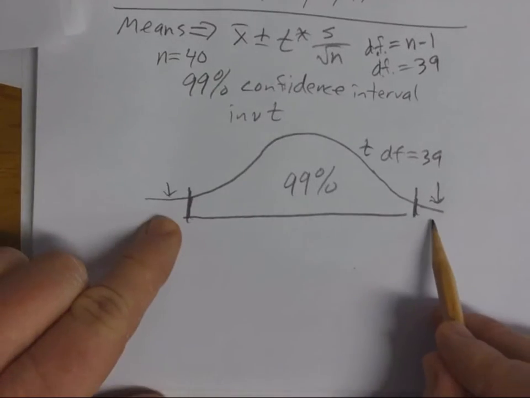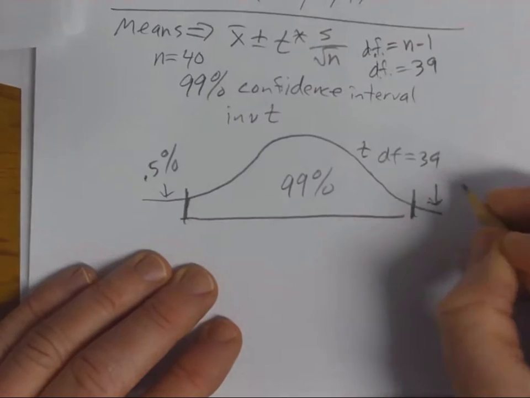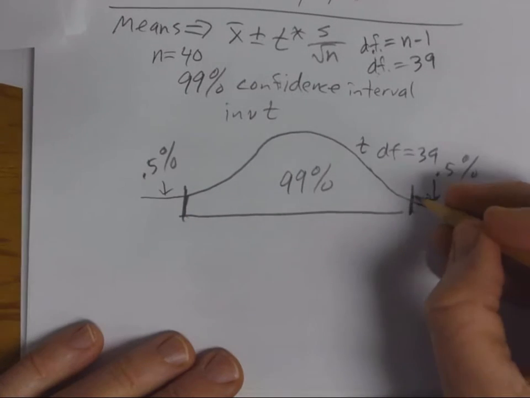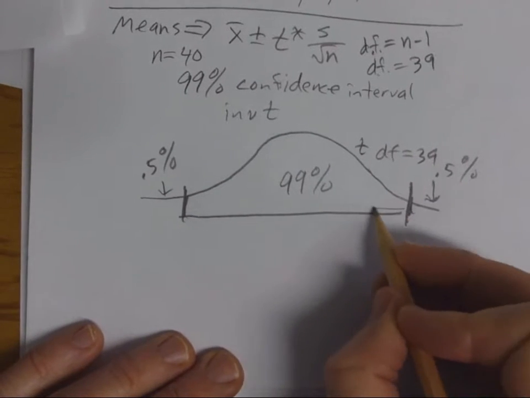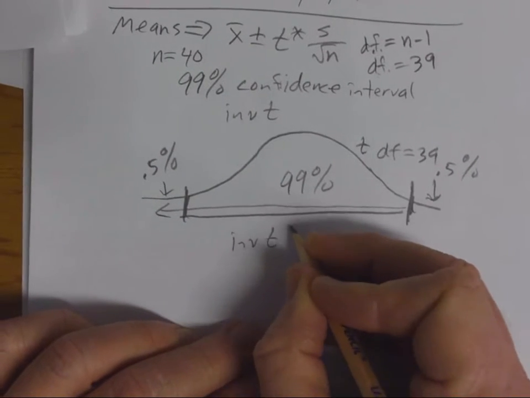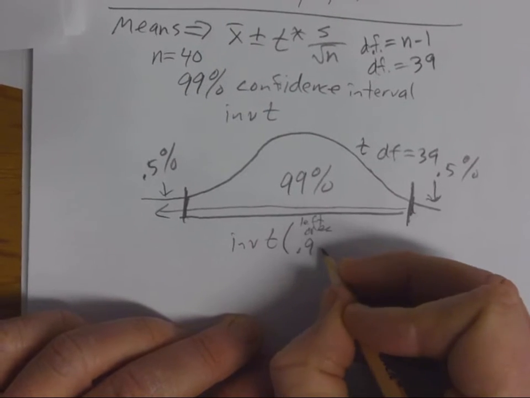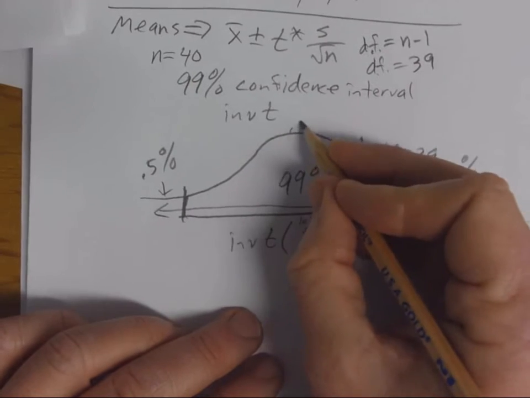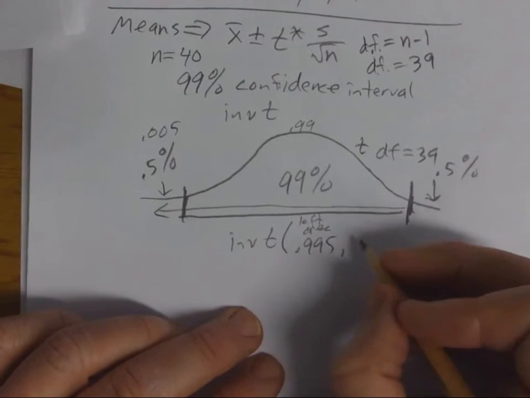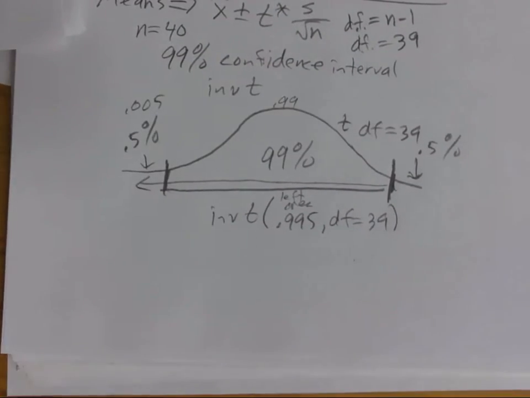There are two parts of it on the outside, and they're the same area. So this would be 0.5 of 1%, and this would be 0.5 of 1%. So our curve adds up to 100%. We need the percent that is to the left. We don't have a center option with inverse t. So we are going to take inverse t of, in our left area, 0.995. I have to put it in decimal form. That'd be 0.99 plus 0.005, that's half of 1%. Then you just have to put the degrees of freedom, which would be 39, and it'll tell you your t-star critical value.